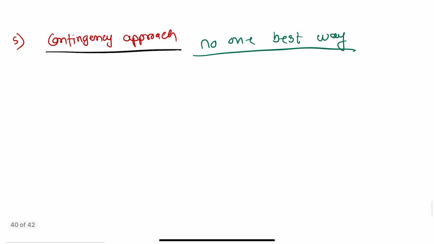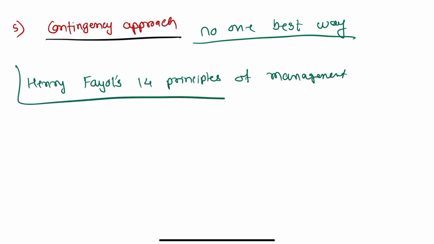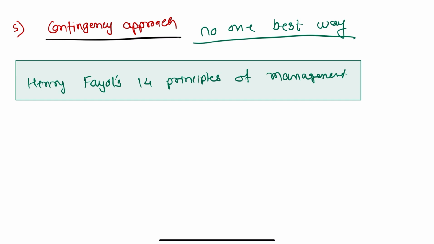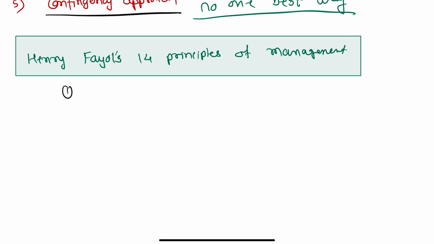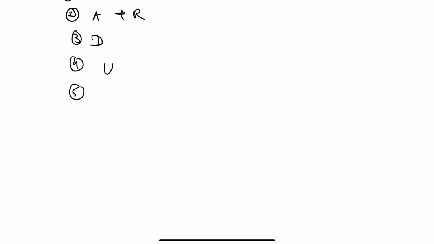There is one thing that I guess you should remember. That is Henri Fayol, an altogether different topic. Fayol's 14 Principles of Management. Those are: division of work, authority and responsibility, discipline, unity of command, unity of direction.